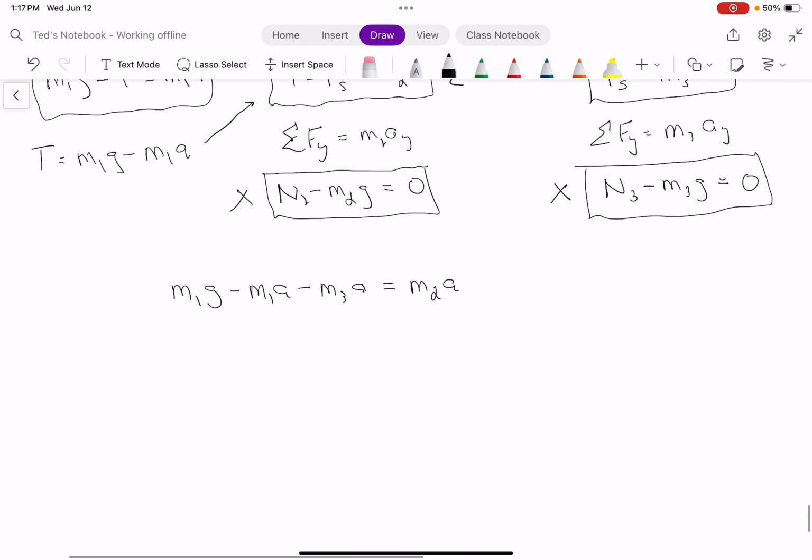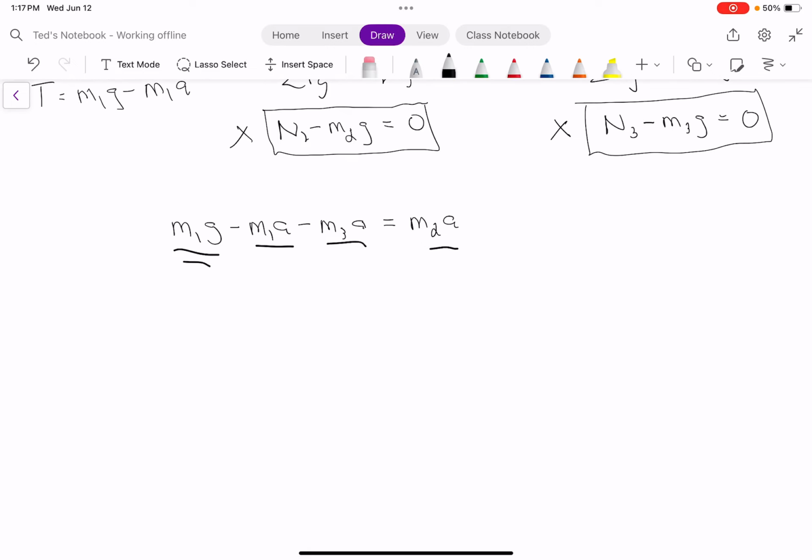Now, if we're trying to solve for acceleration, what we want to do is get everything that has acceleration together on one side of the equation and everything that doesn't have acceleration together on the other side of the equation. So let's rearrange this as m1a plus m2a plus m3a equals m1g. And again, if you want to pause a minute to check that algebra and make sure it all works, you can do that.